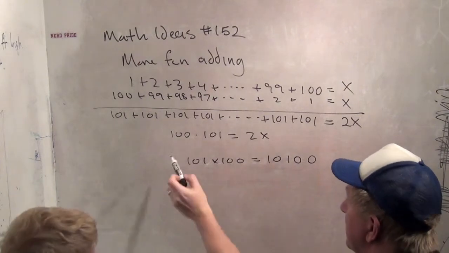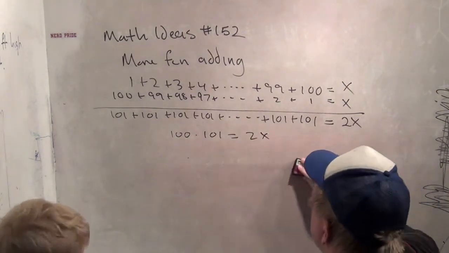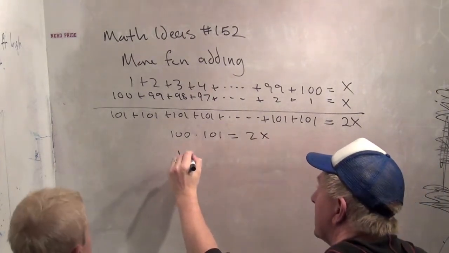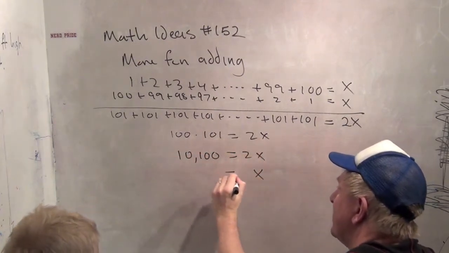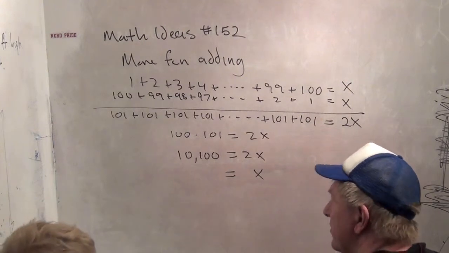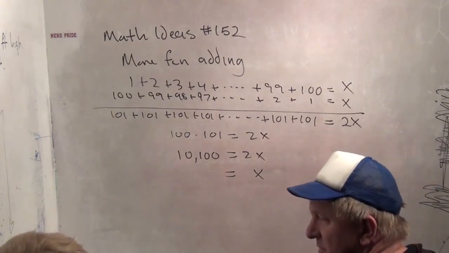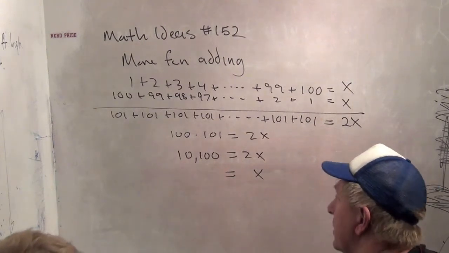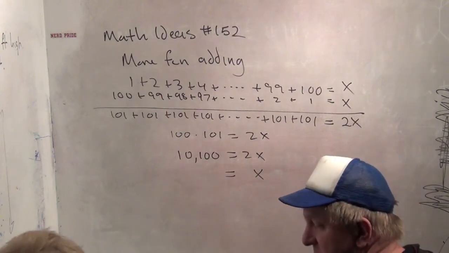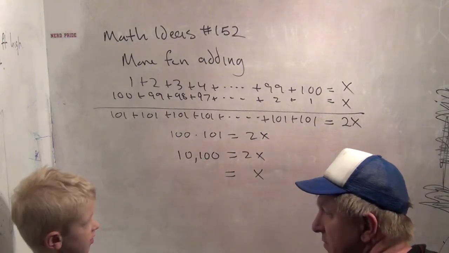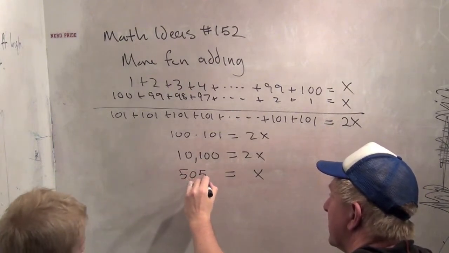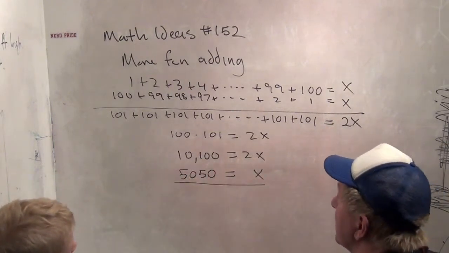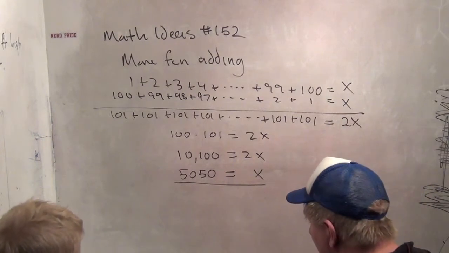All right, so 10,100 is twice our number. 10,100 is 2 times our number, so we have to divide 10,100 by 2. Well, what's 10,000 divided by 2? 5,000. And what's 100 divided by 2? 50. So this is 5,050. So you just learned how to add up the numbers from 1 to 100.